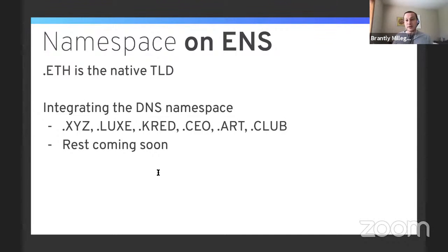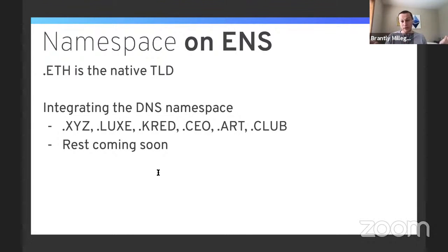The way we're expanding the namespace is we're actually just integrating the current DNS namespace. So what this means is if you own a name on DNS, you can then claim that same name on ENS. I mentioned I had Brantly.xyz in the example. So .xyz DNS names work on ENS. I got Brantly.xyz on DNS. You have to have that first. Then we have a process by which you basically prove to ENS that you own it on DNS. And now you have the same name on ENS.